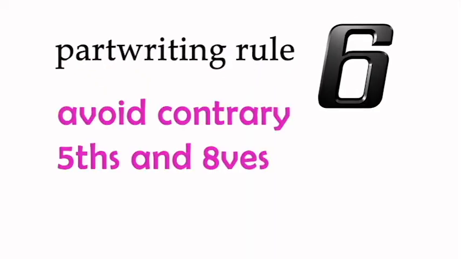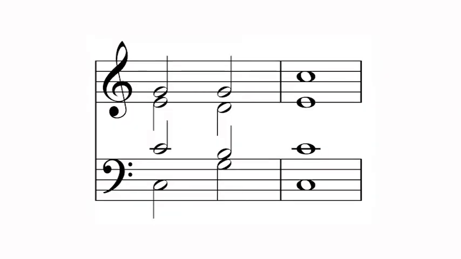Rule number 6. Part writing rule 6. Avoid contrary fifths and octaves. Contrary fifths and octaves are similar to parallel fifths and octaves, but the voices move in opposite directions. Here we can see that we have an octave moving to an octave in the outer voices. This is considered objectionable, just as if it were moving in the same direction.